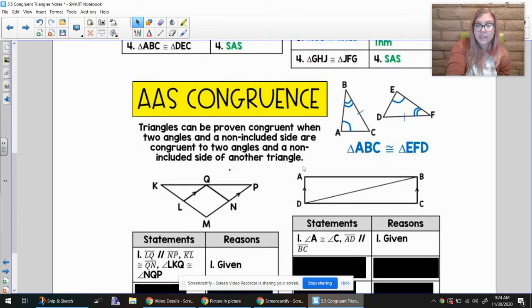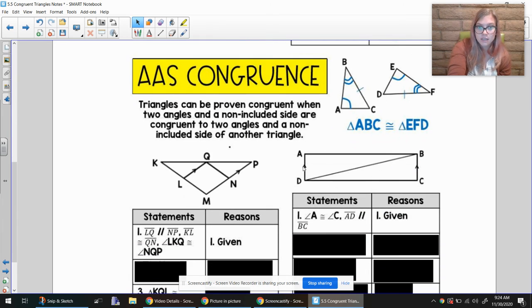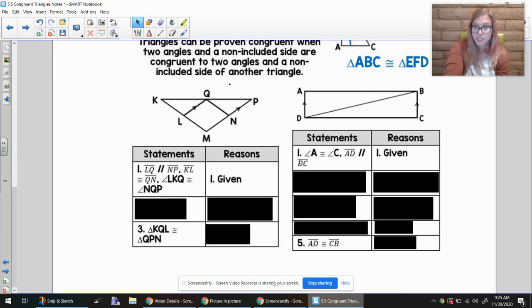Last but not least, we have angle angle side congruence. The two triangles can be proven congruent when two angles and a non-included side are congruent to two angles and a non-included side. So angle, angle, side. Let's look at a couple examples.